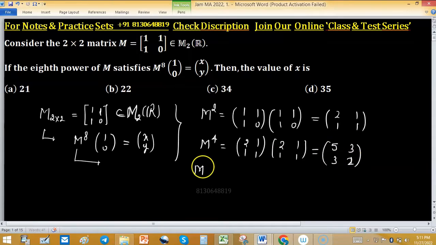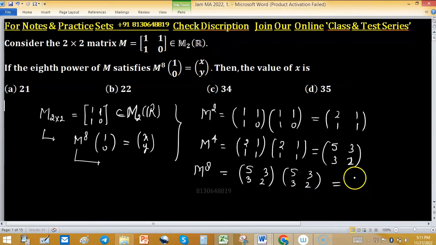Now M raised to the power 8 is 5 3 3 2 times 5 3 3 2. 5 times 5 is 25 plus 9, that equals 34, and this value 5 times 3 is 15 plus 6, 21. This value is again 21. 9 plus 4 is 13.